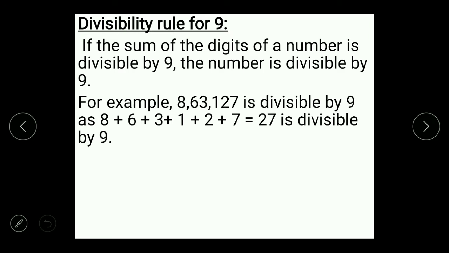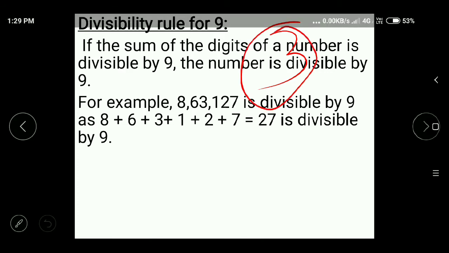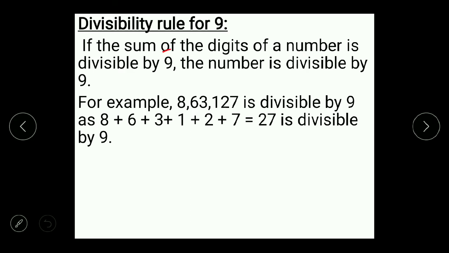The next divisibility rule is for 9. It's also like the divisibility of 3. Okay, divisibility of 3. How do we check the divisibility of 3? If the sum of the digits of a number is divisible by 3, then the given number is divisible by 3. Similarly, if the sum of the digits of a number is divisible by 9, then the number is also divisible by 9. For example, this number, 8,63,127 is divisible by 9 because their sum equals 27. So 27 is a multiple of 9, therefore it is divisible. 3 into 9 equal to 27. So 27 is divisible by 9, therefore the given number is also divisible by 9.